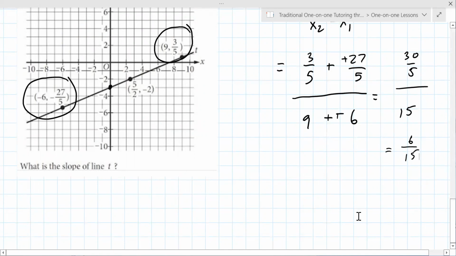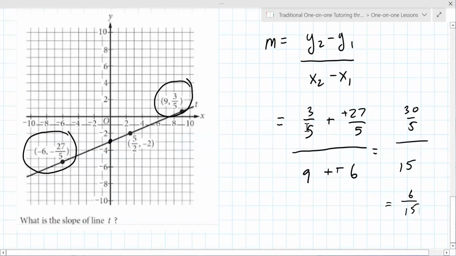How are you doing on this one? I got 6.66. Okay. Did you use 3/5 as y2 and -27/5 as y1? Yes. Or did you go the other way? I have it the same way that's on the screen. Okay, very good. So 3 plus 27 is 30, 30 over 5, that's 6. And then the 9 minus a -6 is 15.